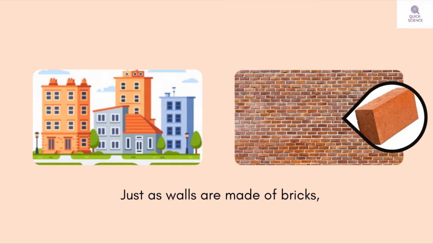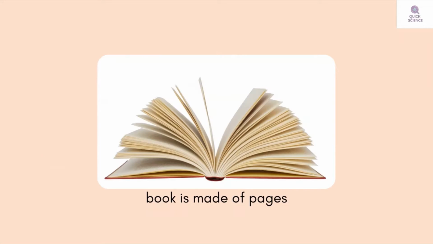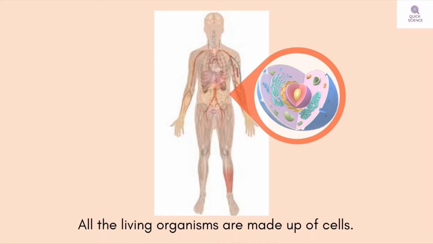You can see a picture of a building, right? Tell me, what is the building made up of? Buildings are made up of walls, and they are made up of bricks, right? So we can say bricks are the structural unit of buildings. And can you imagine a book without pages? No, right? You cannot imagine a book without pages. It may be any book. Books are made up of pages. Similarly, all the living organisms are made up of cells. Cells are the structural and functional unit of life. That's why cells are called building blocks of life.